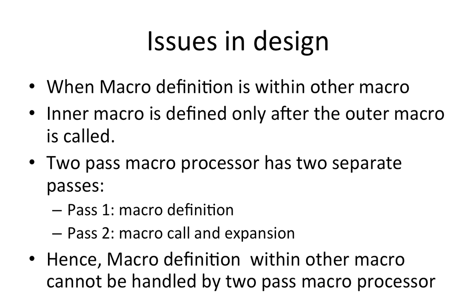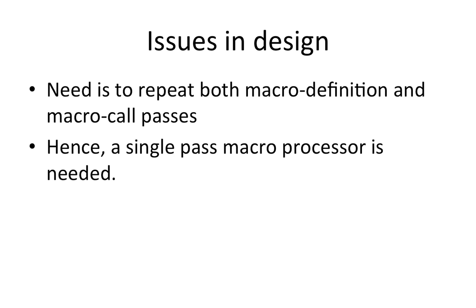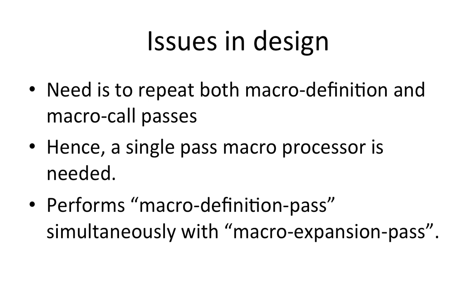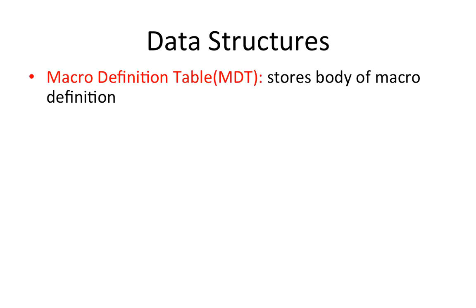Hence, a macro definition within another macro cannot be handled by a two pass macro processor, and we would need to repeat both the macro definition and macro call passes. Hence, a single pass macro processor is needed, which will perform the macro definition pass simultaneously with the macro expansion pass.